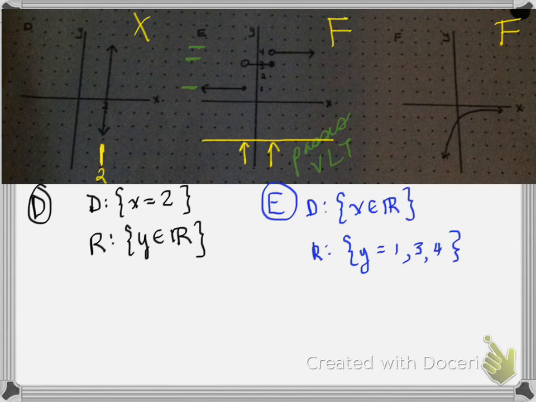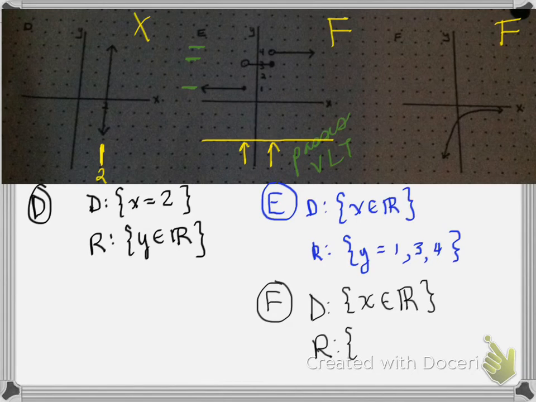Let's look at the last one, graph f. Looking at graph f, the domain starts from negative infinity. It will go wider and wider and wider, negative infinity, all the way to positive infinity. So the domain of the first one is x belongs to real. The second part, the range, I want you to think of this.